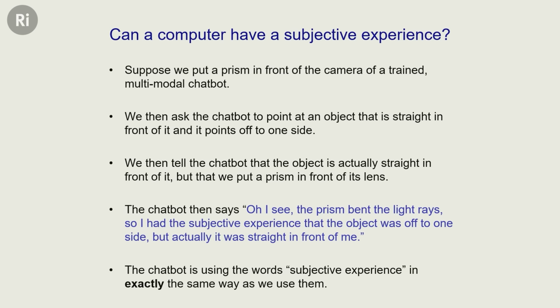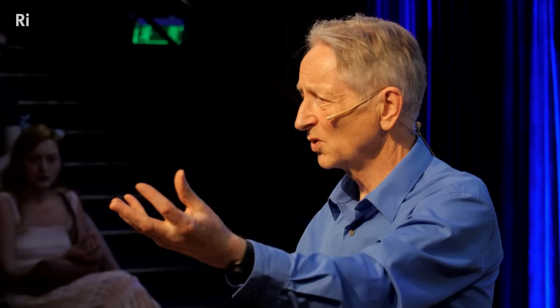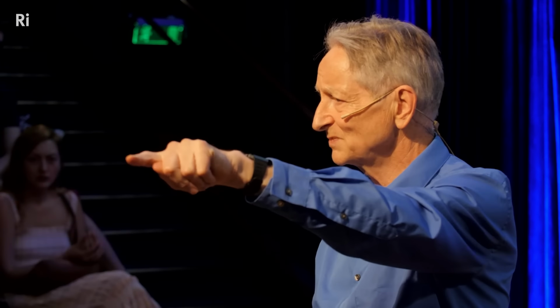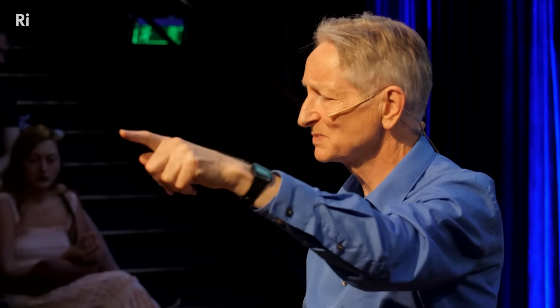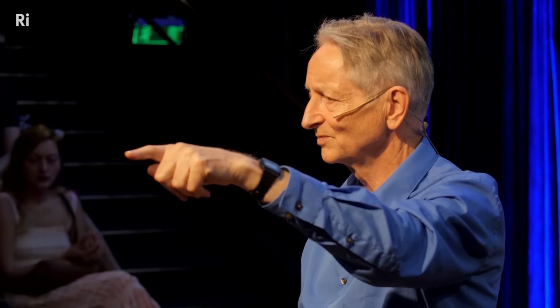The prism messed with its perceptual system. It wanted to tell you what was going on in its perceptual system, and the way it could tell you is by telling you what would have had to be in the world had we not messed with its perceptual system. That's what the chatbot is telling us. Okay, so my claim is multimodal chatbots already have subjective experiences.